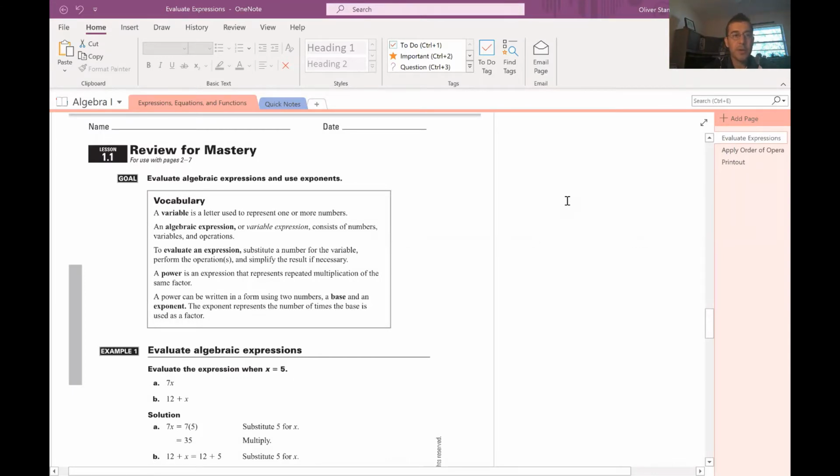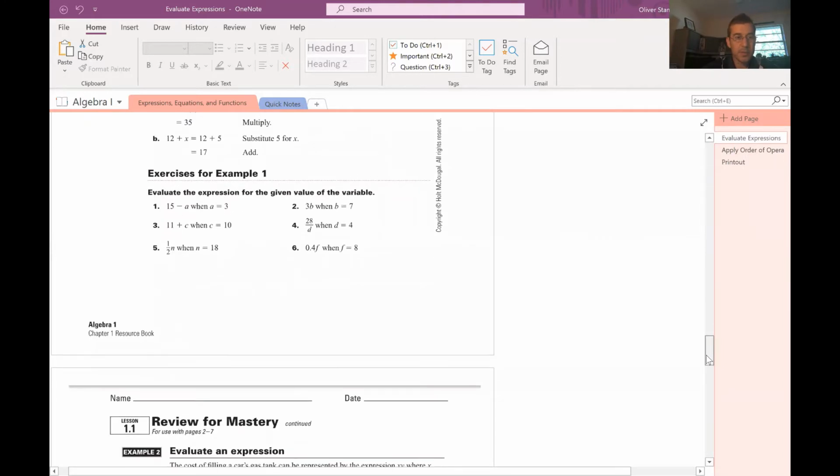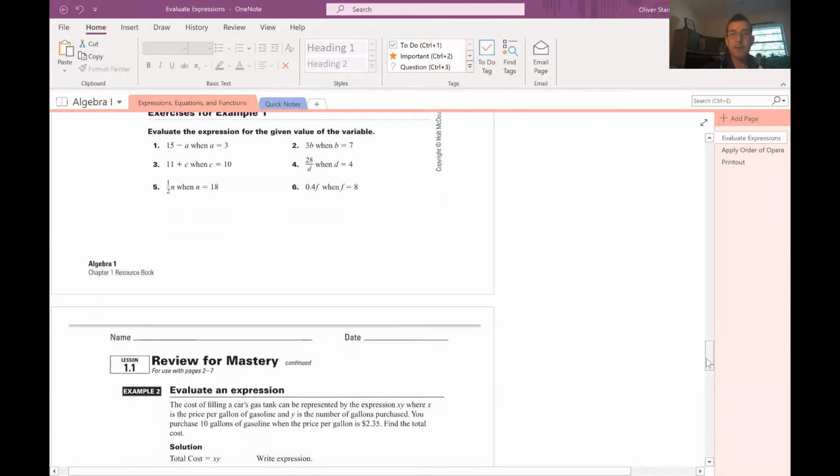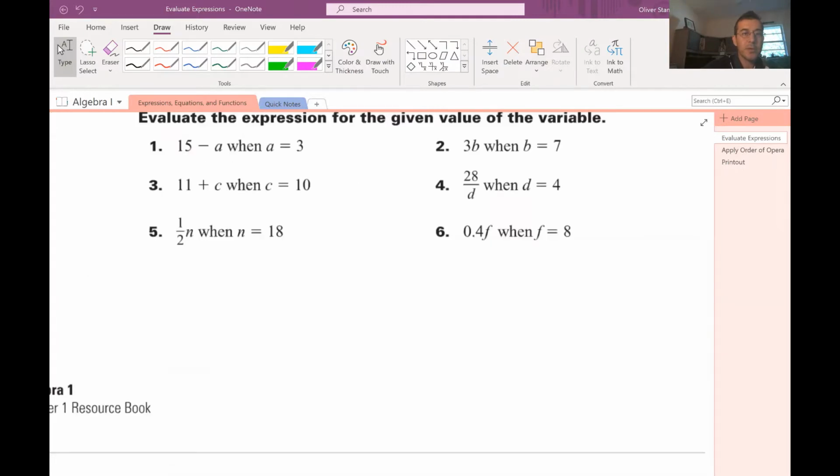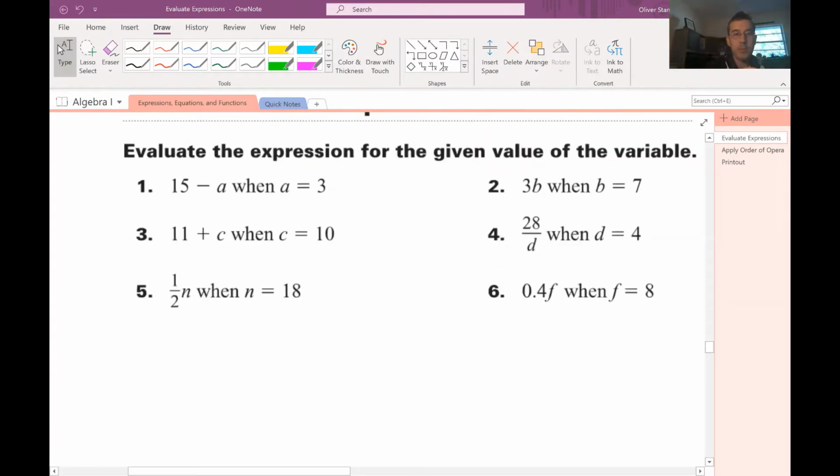Today we're continuing practicing and solving problems from lesson 1.1 from the Larson textbook. Let's start. So the first problem is 15 minus a when a equals 3, as you can see from the screen here. So I'm going to zoom in. So the first problem is 15 minus a when a equals 3.